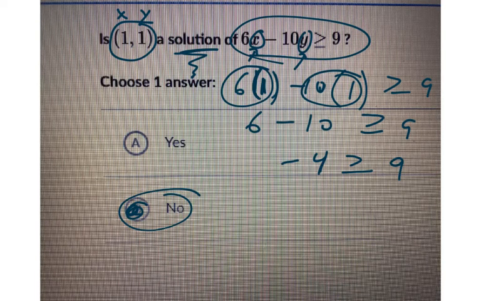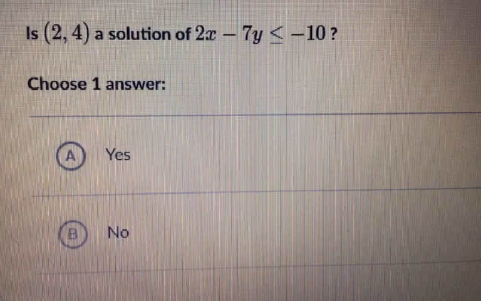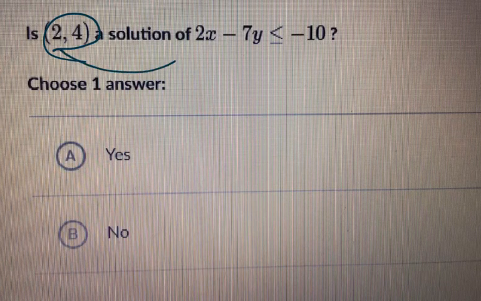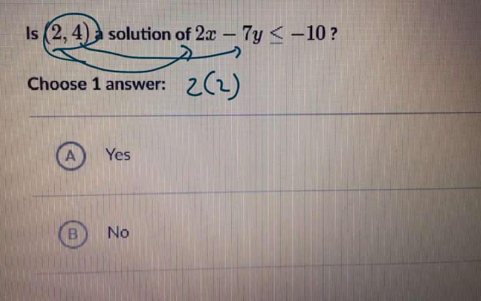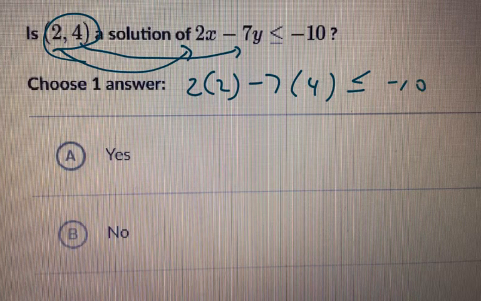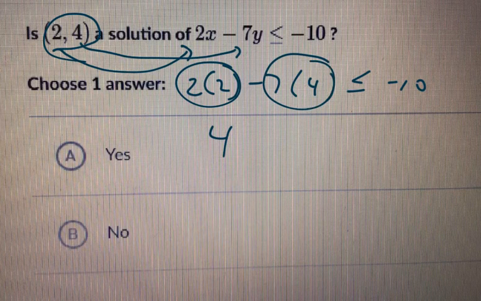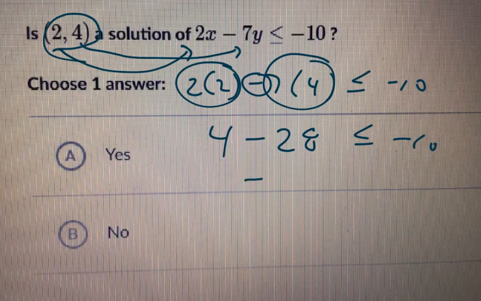And all you have to do is what? 3 or 4 of these, and you get full credit for it. Let's look at this one here. Is (2, 4) a solution? Well, let's plug in 2 for X. Let's plug in the 4 for Y. And let's see what happens. 2 times 2 is 4. 7 times 4 is 28. There's a minus, so we have a 4 minus 28. 4 minus 28 is negative 24.